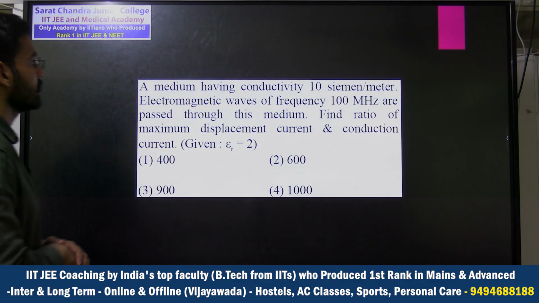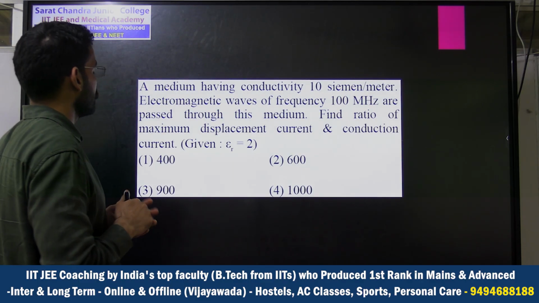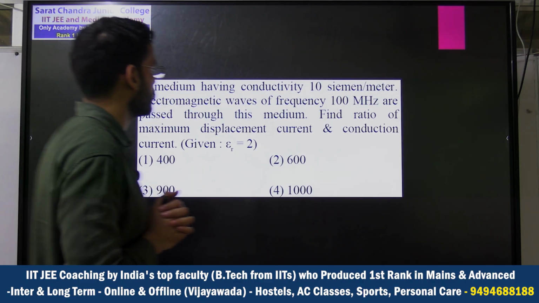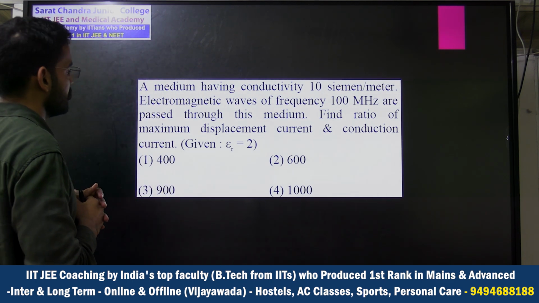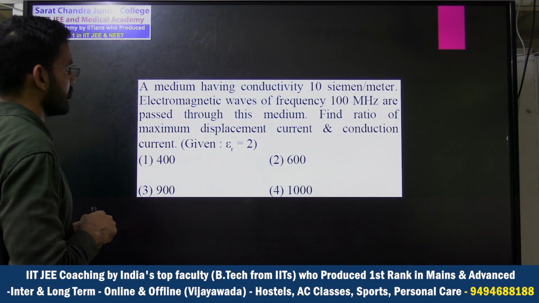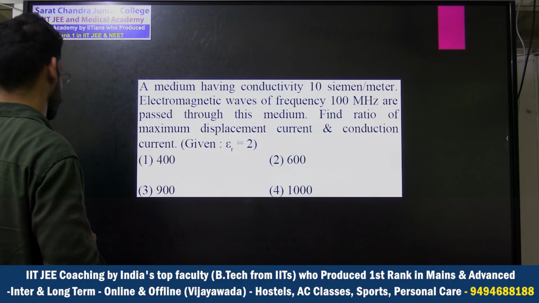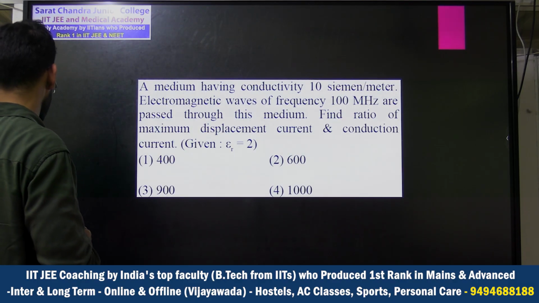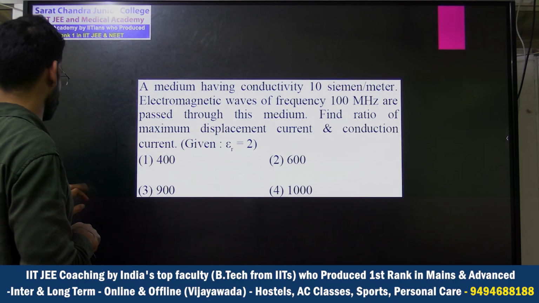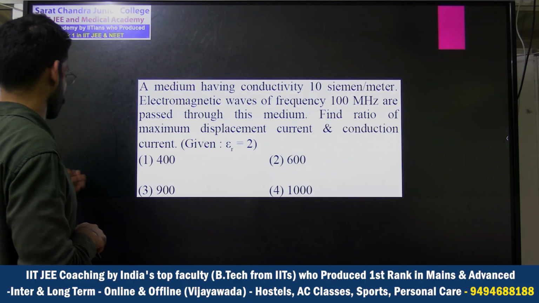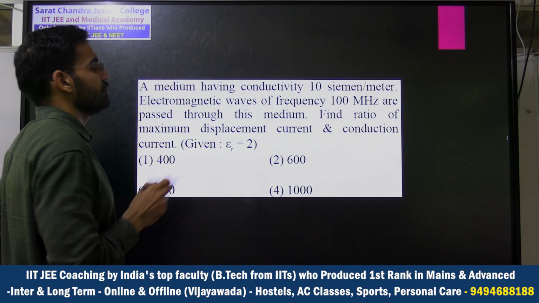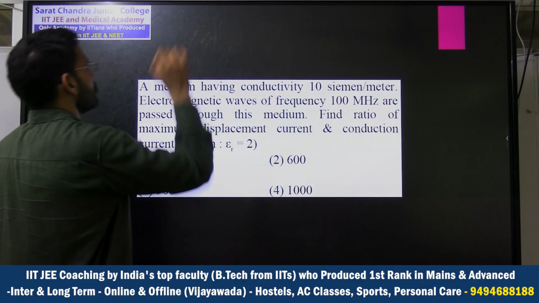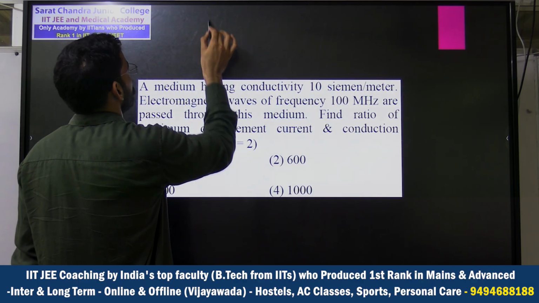A medium having conductivity 10, electromagnetic waves of frequency 100 megahertz are passed through this medium. Find the ratio of maximum displacement current and conduction current. Now try to understand. A little bit difficult. Sometimes they don't click what is being asked. If you remember properly, there was one formula.